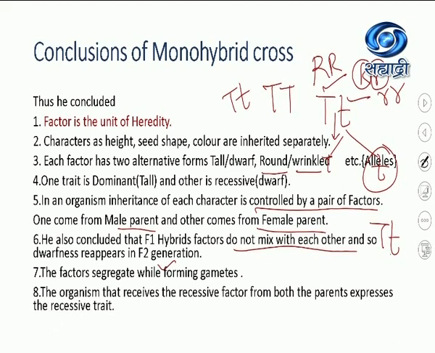The organism that receives the recessive factors from both the parents expresses the recessive trait. Because a recessive factor can be expressed only if it is in homozygous condition. So only the plant which receives small t in homozygous condition from both the parents obtains the recessive factor, and then only it will form a dwarf plant.